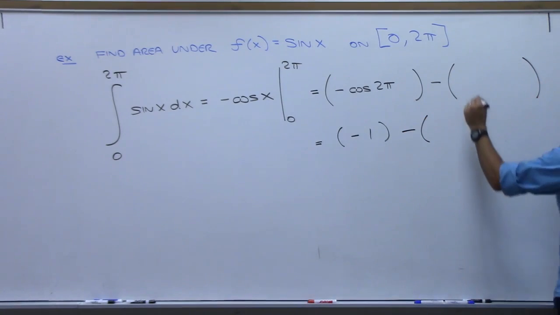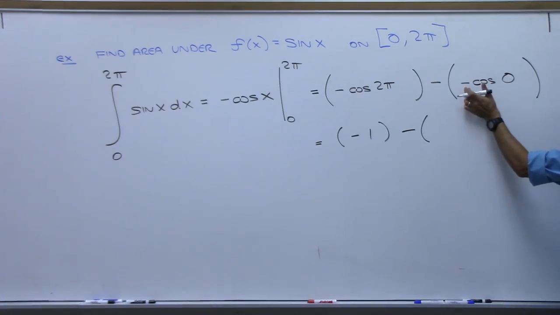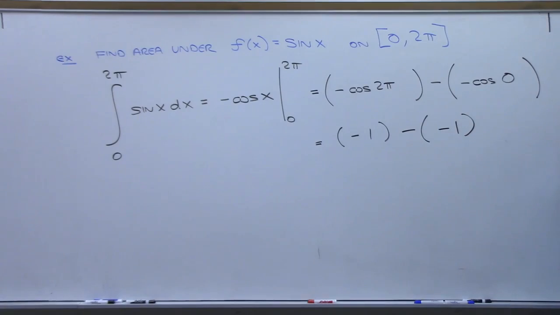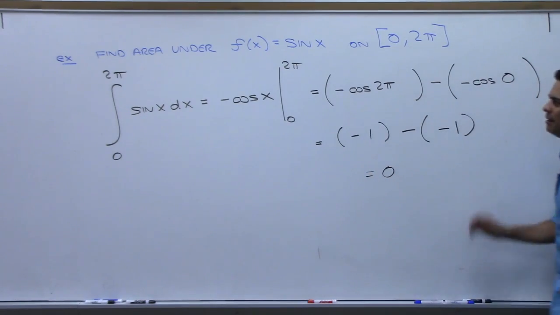Minus, okay, I never did this one. Negative cosine of 0. Cosine of 0 we just said was 1, but then negative, so negative 1 again. And that's just negative 1 plus 1, which is 0. Oh, come on, that can't be right.